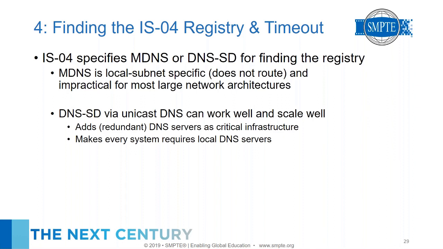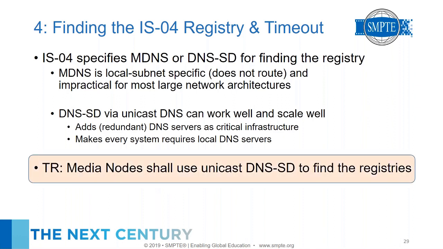So that's the recommendation we came to, is that media nodes will use multicast or use unicast, plain old DNS service discovery to find the registries. And DNS has been around for many years, almost as long as DHCP. DNS is how your browser finds google.com. I mean, it's not a new technology. It can be made quite reliable and quite robust. And in any given media enterprise, there's somebody in your IT team that knows all about DNS and how to configure a DNS server.